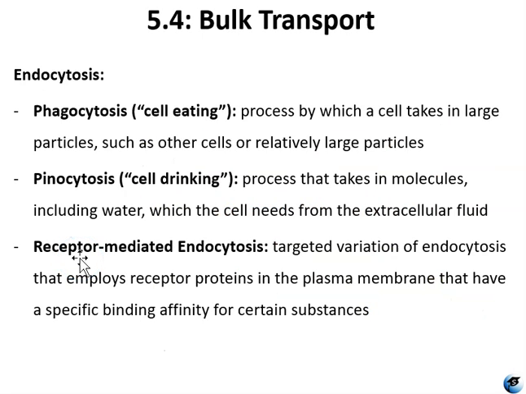Finally, let's discuss bulk transport. We touched on a little bit of this earlier when we were talking about phagocytosis. So there's two main categories of bulk transport. These are endocytosis and exocytosis. First, we're going to go over endocytosis.